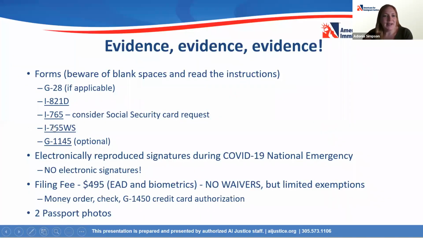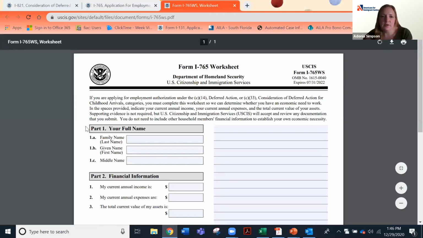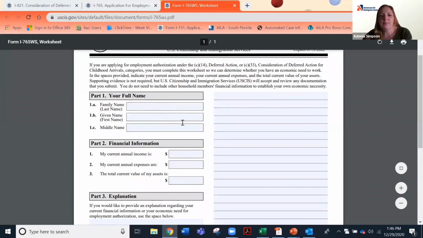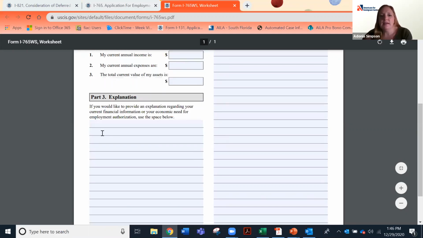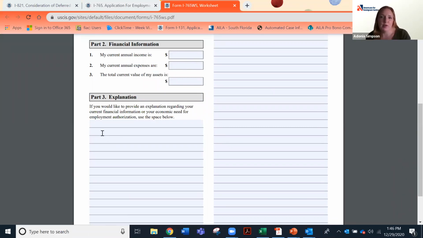All right. So next, another thing that's very unique to applying for DACA is the I-765 worksheet, or WS. And we're going to go ahead and jump to that. And it's an interesting little form. Pretty much you just need to put your name, your estimated annual income, your estimated annual expenses, and any assets. And then again, an explanation as to why you need work authorization.